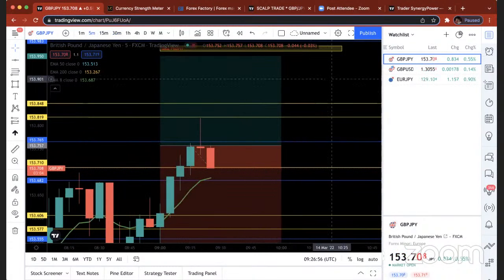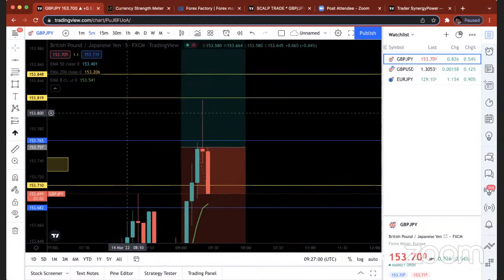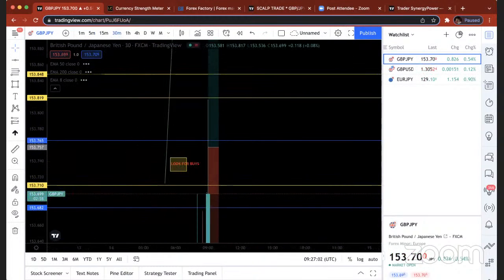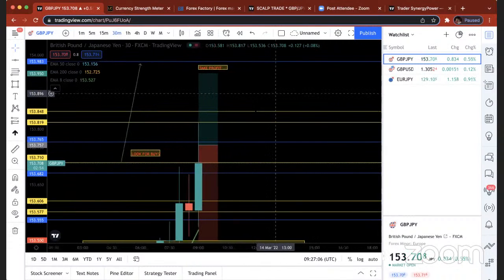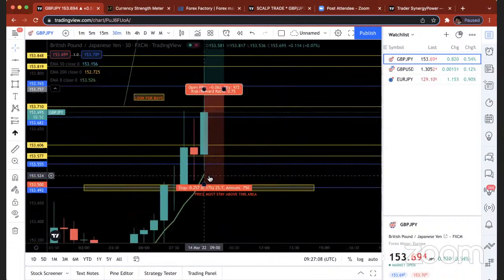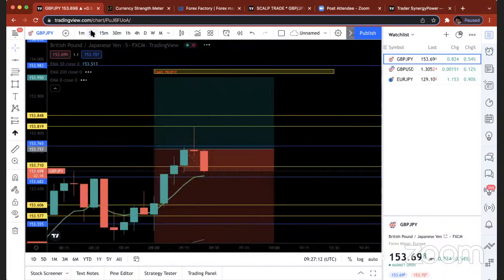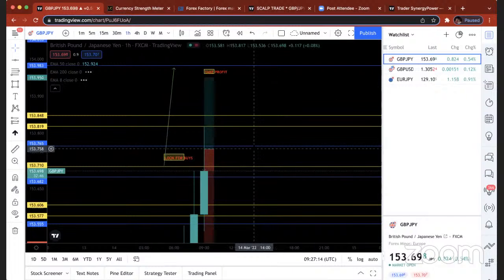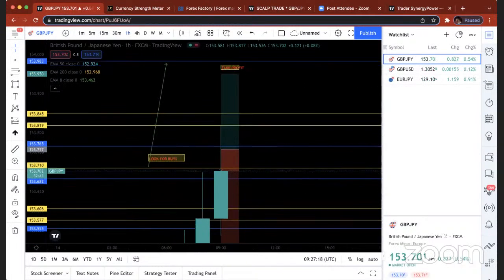As you can see, this is the 5 minute. We rejected it perfectly, which is not a good sign. Huge rejection wick. But guys, no worries. We're only risking about 25 pips. No one should blow their account. It just wasn't a good sign. It bounced off the 1 hourly perfectly. I did not want to see that.